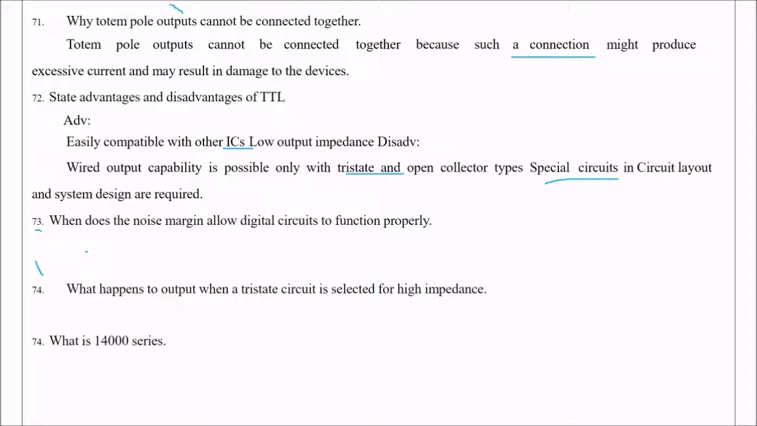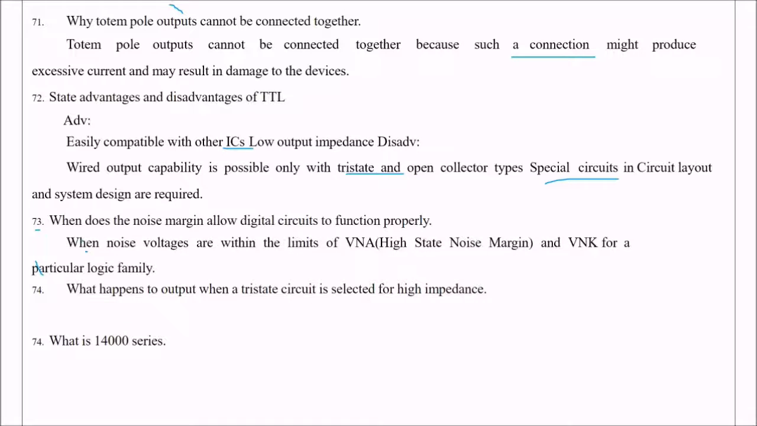Next is, when does the noise margin allow digital circuits to function properly? When noise voltages are within the range of VNH, that is the high state noise margin, and VNL, the low state noise margin, for a particular logic family.